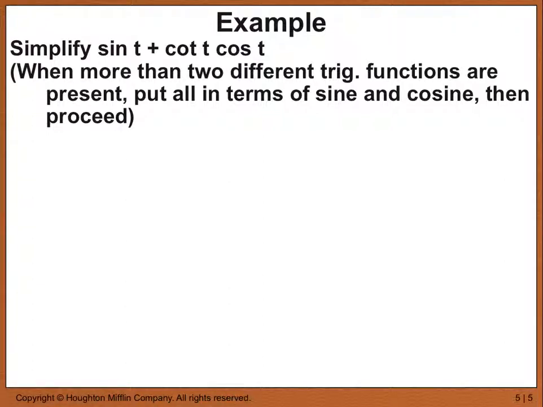As you know, the tangent really relates to sine and cosine, because tangent theta is just sine theta over cosine theta, and cotangent theta is just cosine theta over sine theta. And so you can always put things in terms of sine and cosine. So sine t plus cosine t over sine t times cosine t is our first step. And all we did there is we replaced cotangent t with cosine t over sine t.